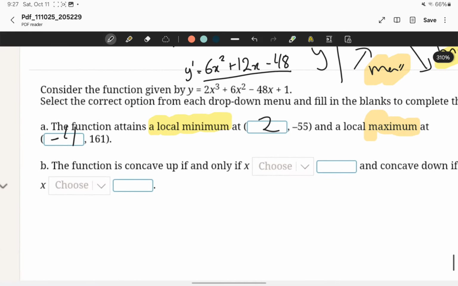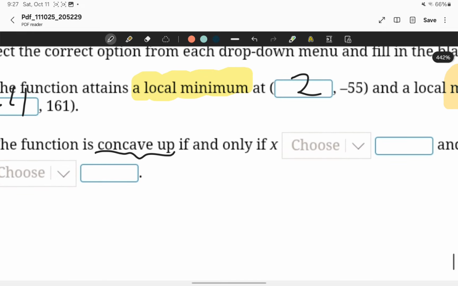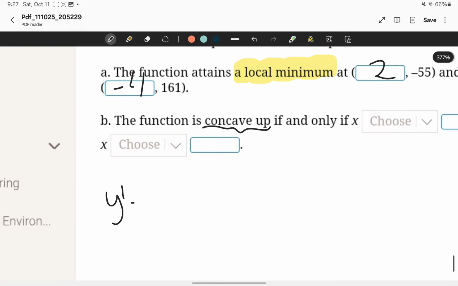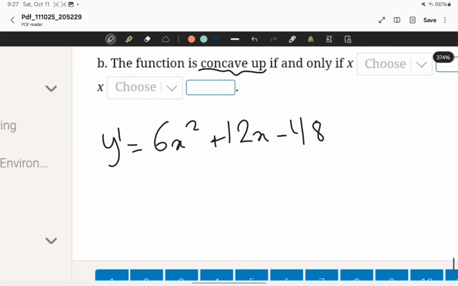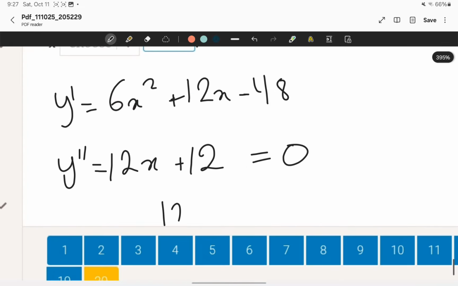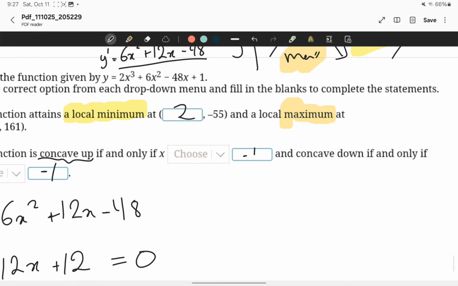Now part B, when they're asking you about concave, it means you need to take y prime prime and put it equal to 0. Okay, so we got y prime was 6x squared plus 12x minus 48. That's y prime, we got it from here. So that means y prime prime is 12x plus 12. You put this equal to 0, so 12x equals -12, so x is -1.